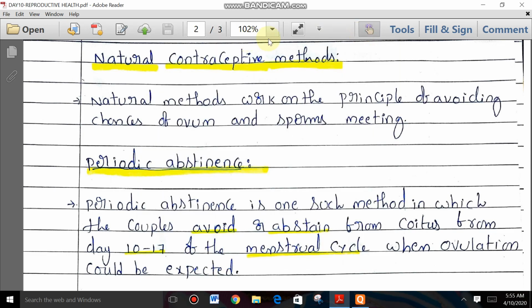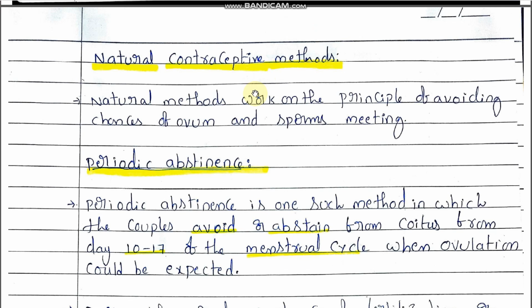So once again I am revising the natural contraceptive methods. The natural contraceptive methods work on the principle of avoiding chances of ovum and sperms mating. So what is the principle of natural contraceptive methods? Avoiding chances of ovum and sperms meeting.